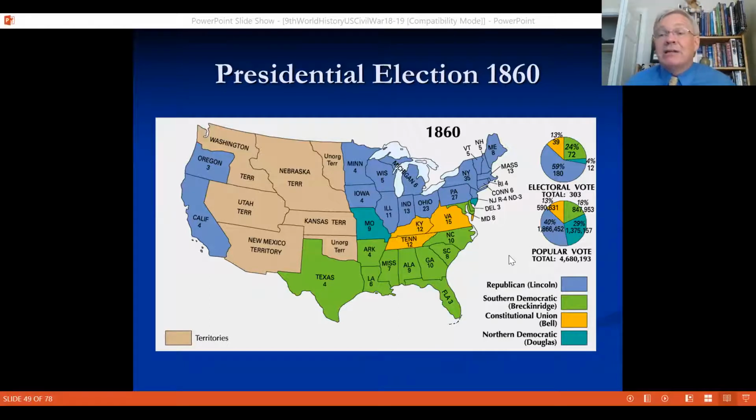So you have an election. It was conducted. We have our elections. They're actually going to have one. The next election was in 1864. It's during the Civil War.